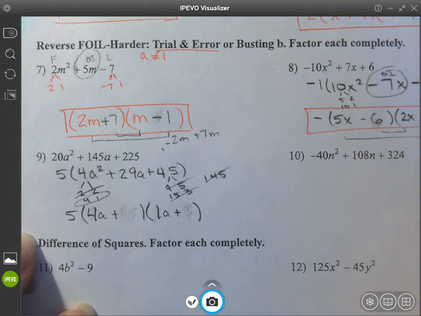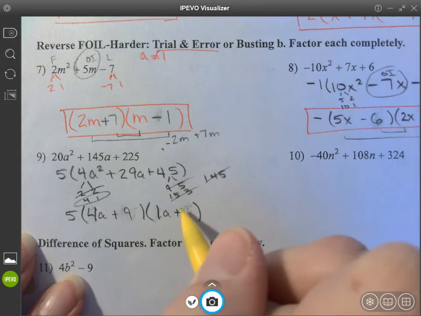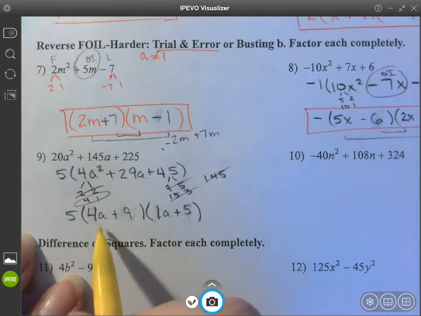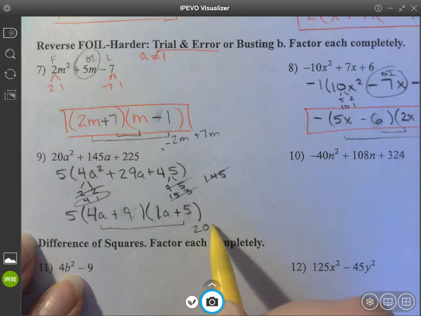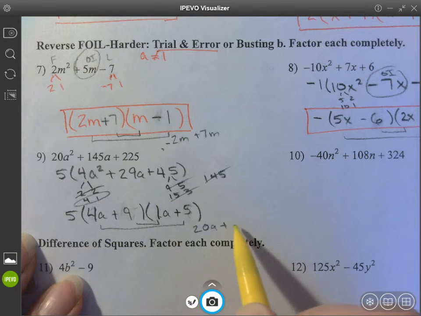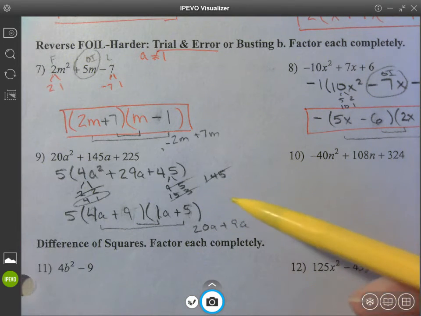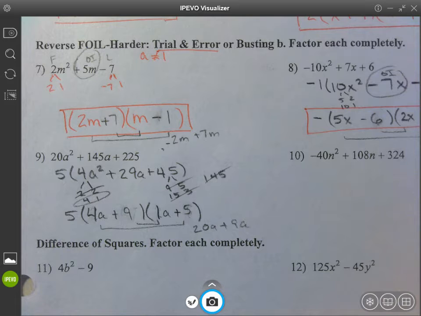Order does not matter. And then let's go back to our 9 and our 5. And there it is. There's the 20a, and there is the 9a. So it took me the 4 tries to get there. Unfortunately, it could have taken me more if I didn't have that number set. So that is my answer.